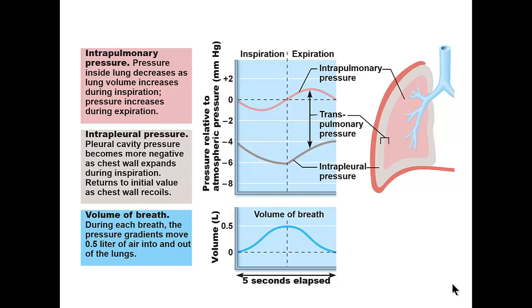So when is intrapleural pressure the most negative? At the end of inhale, end of exhale, in between breaths. End of inhale, right, at maximum inhale, it's the most negative. And we can see that in this graph. Pleural pressure drops here at the end of inhale, when our volume of breath in the lungs is at its peak. But it always remains negative. So at resting, it's -4. At maximum inhale, it's at -6.